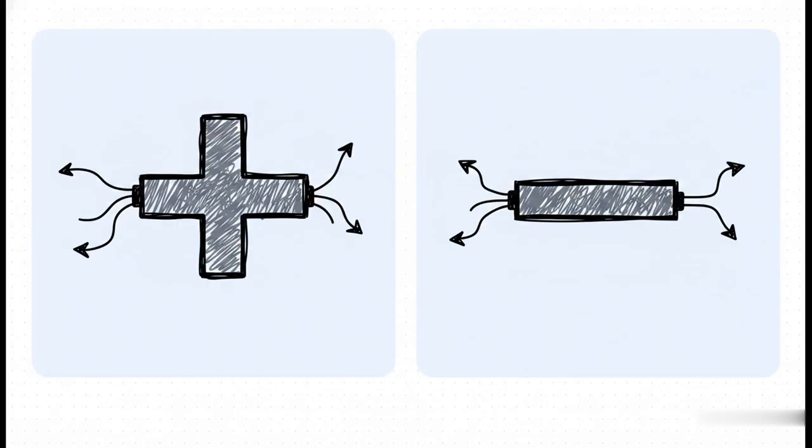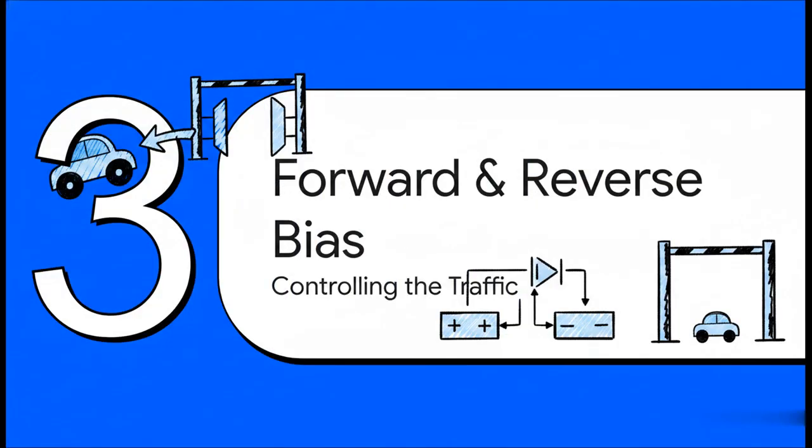And because we have two different materials, we naturally have two distinct terminals for hooking up our wires. We call the terminal connected to the P-type side the anode. That's the positive terminal. The terminal connected to the N-type side is called the cathode, the negative terminal. Remembering which is absolutely crucial for getting the diode to actually do its job. Part 3. Forward and reverse bias, controlling the traffic. So what actually happens when we hook this P-N junction up to a battery?